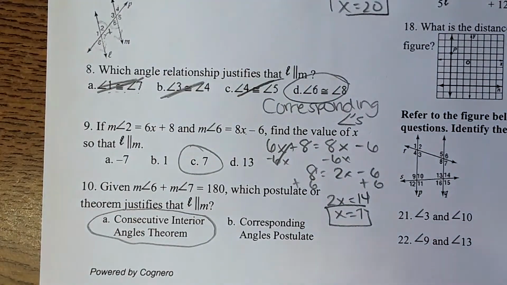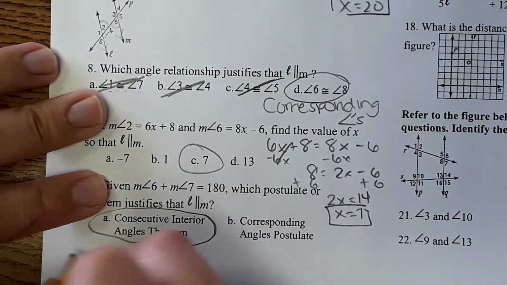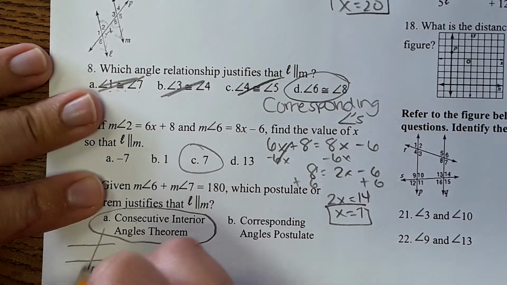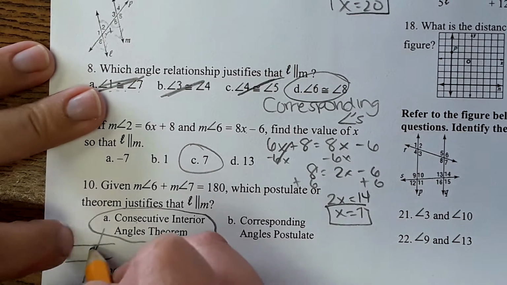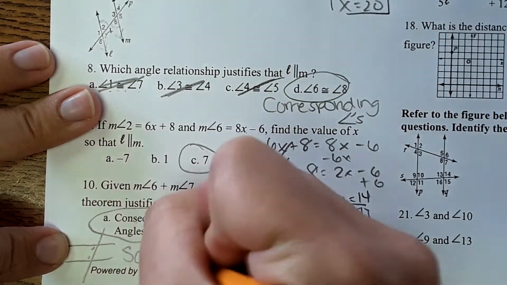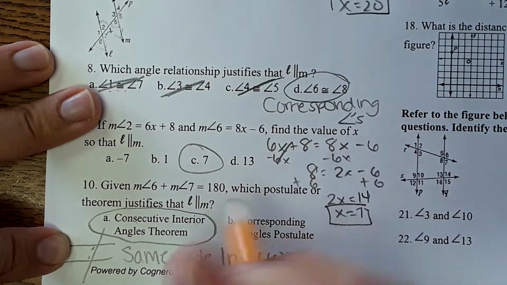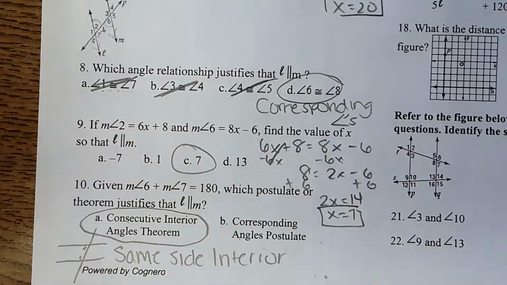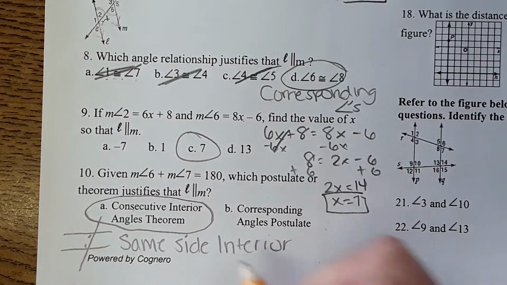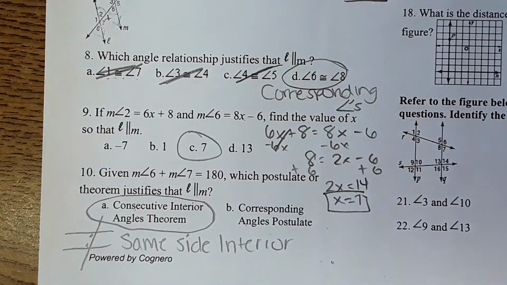Something else I want you to keep in mind, some resources and tests refer to those angles, so the two angles that are right next to each other on the interior as consecutive interior. Some tests refer to it as same side interior, which honestly is a little bit easier to identify. Same side interior makes sense. But if you see that on a test, it is exactly as easy as it seems. It's just referring to the same side interior angles.